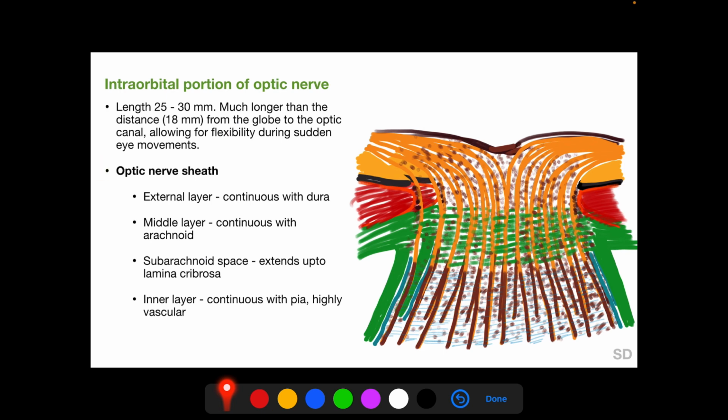As we have mentioned, the optic nerve sheath is present behind the laminar region, and it consists of an external layer continuous with dura, a middle layer continuous with arachnoid, a subarachnoid space which extends up to the lamina cribrosa, and an inner layer continuous with the pia, which is highly vascular. So the subarachnoid space extends up to the lamina cribrosa, which is important to remember.